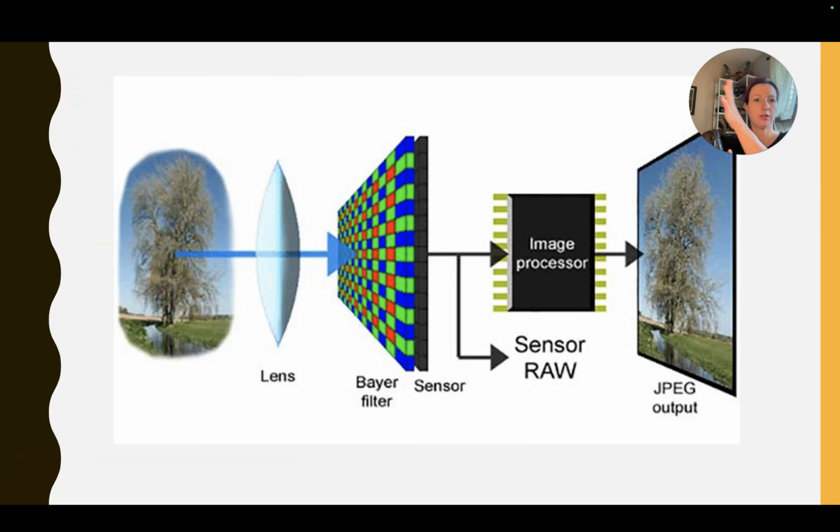And then again, the image hits the image sensor. If it's a RAW file, it stops there. It just saves that file there. You can still see it here, but you can't print it or do anything with it. With JPEG, the camera does its magic, compresses it, and then you have your output.